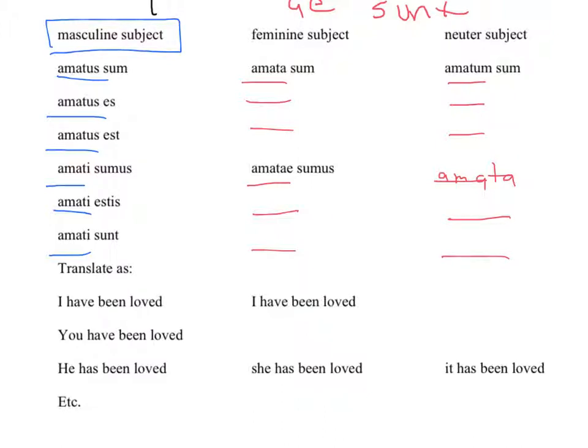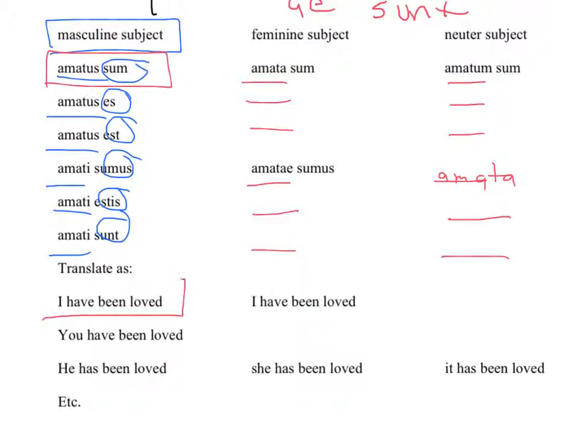Then you add sum for the first person singular, es, est, sumus, estis, and sunt. You translate it in the following way. Amatus sum would mean I have been loved, and the I has to be a man, something masculine, a boy, whatever it is. If it's amata sum, the second variety, it would again be translated as I have been loved, but you'll know specifically that the I is a female or a feminine subject.